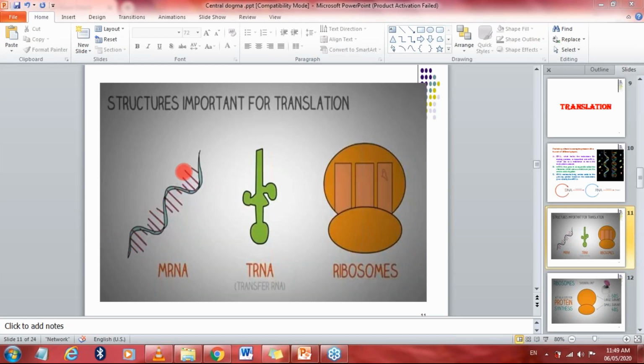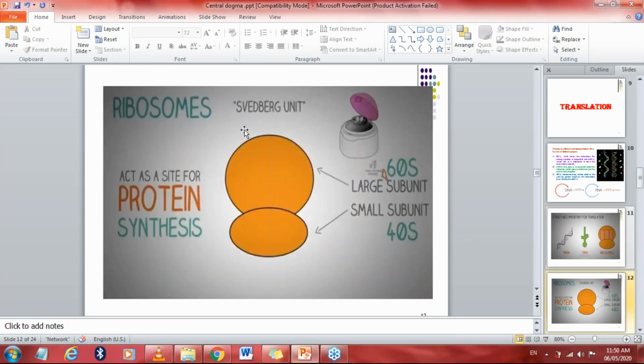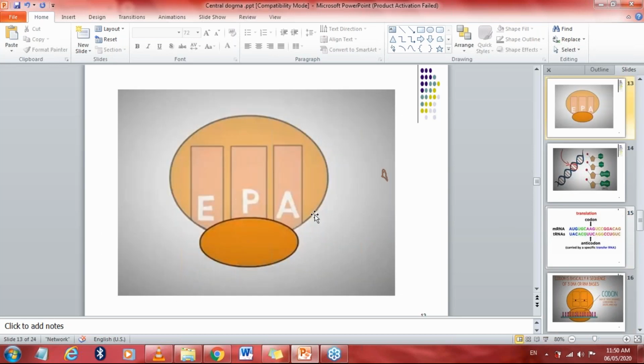Now the messenger RNA is single stranded, which we have already prepared. The next thing: the ribosome has 60S and 40S. What is this S? S indicates a Svedberg unit. One will be called the larger subunit and the other the small subunit of the ribosome. E site, P site and A site: A means acceptor, P means peptide, E means exit.